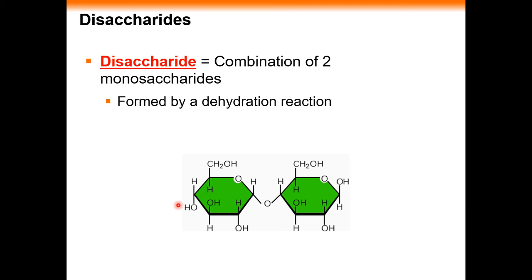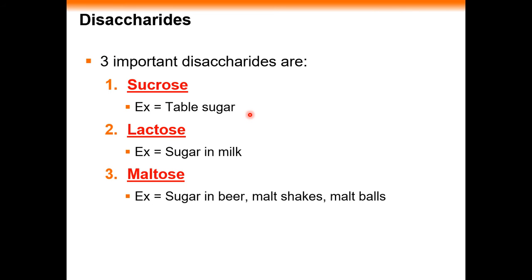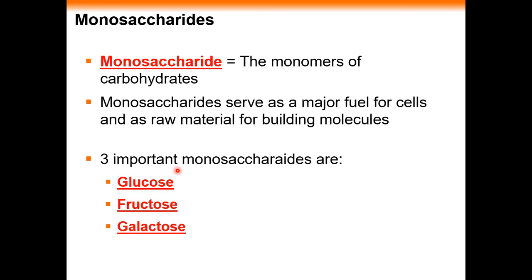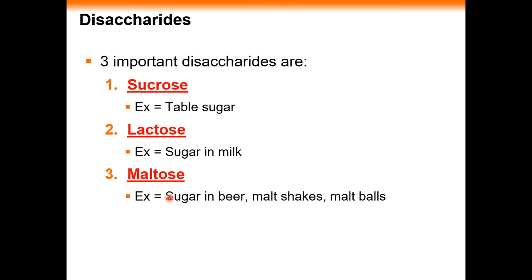A disaccharide is when you combine 2 monosaccharides. You put them together. It's a dehydration reaction, right? You're building. What's that reaction called when you break it apart? Do you remember? A hydrolysis reaction, right? So, monosaccharides are the individual units: glucose, fructose, and galactose. You combine them and you form disaccharides.